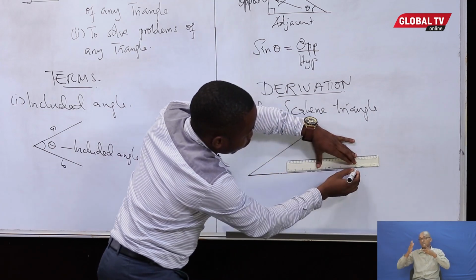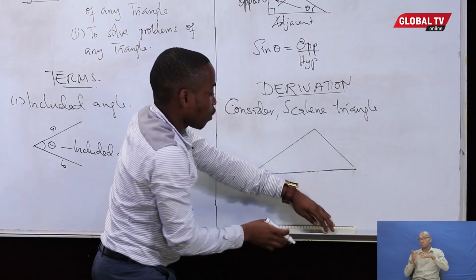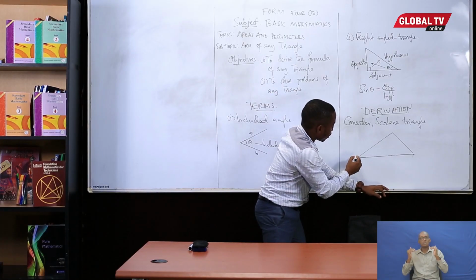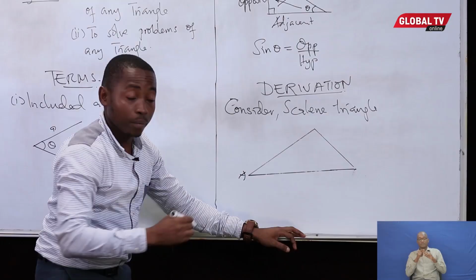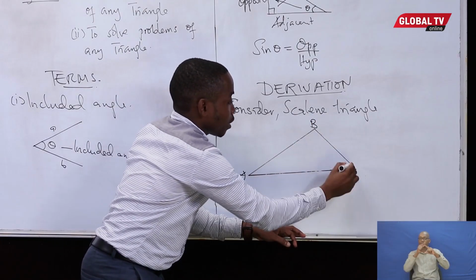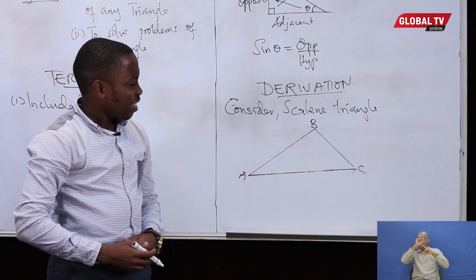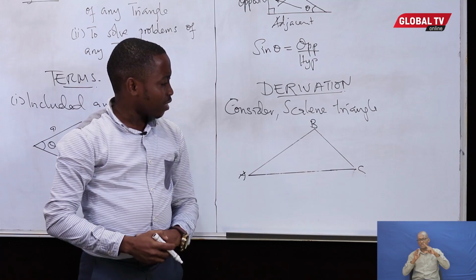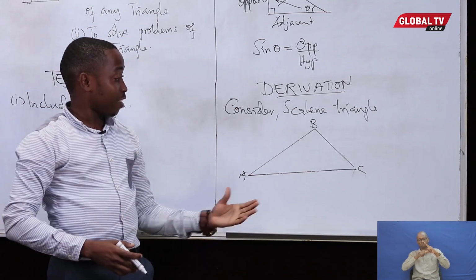Once we observe these three sides, we find that all of them are not equal. This angle, let's say we call it A, the second one is B, and this one is C. Once we need to find the area of this one, it seems very difficult to find the area for this one.